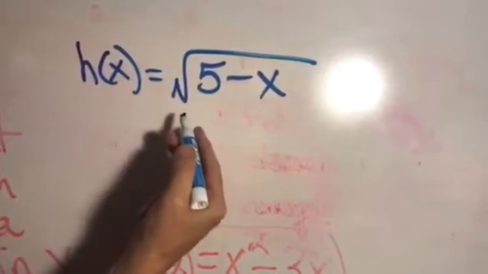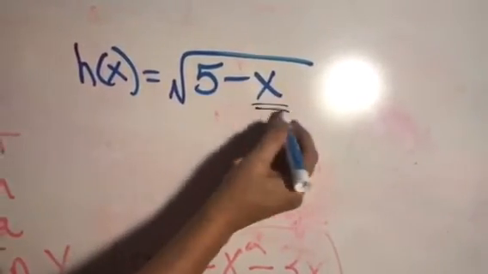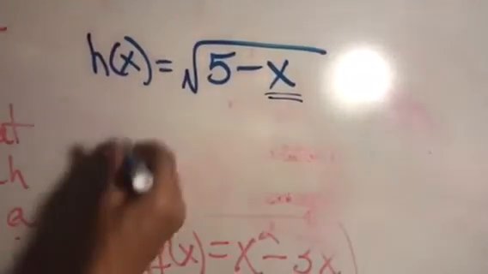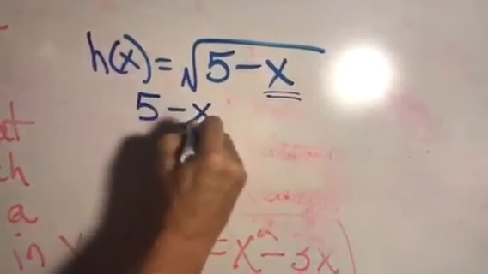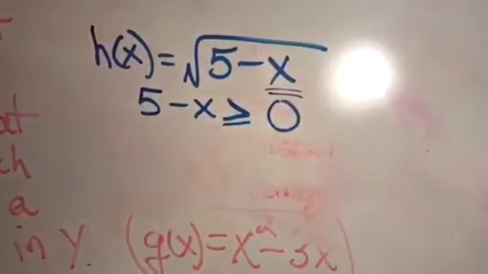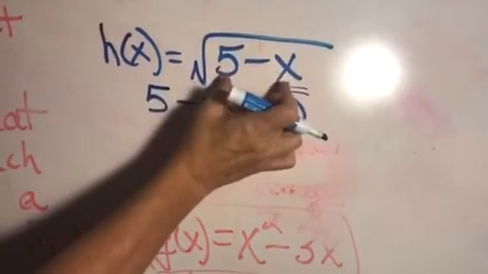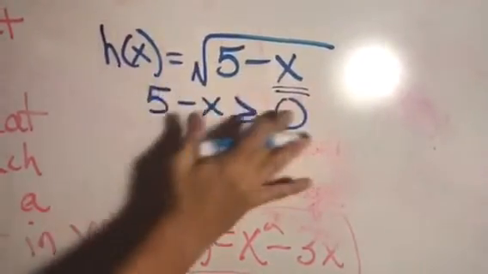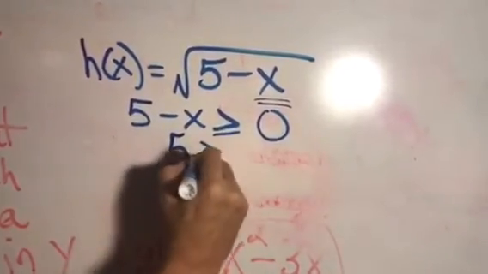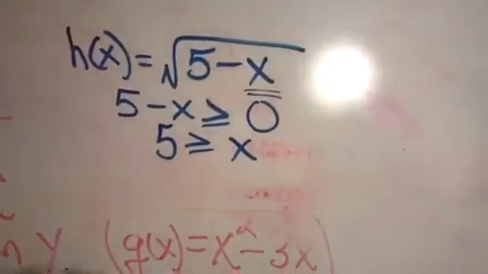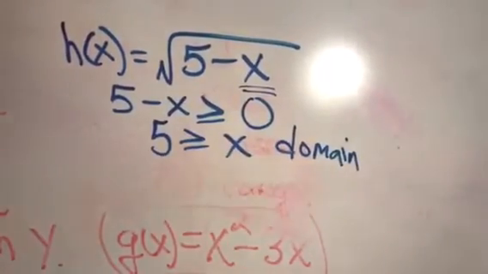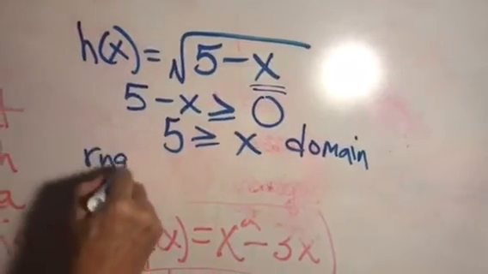So we need to make sure that we eliminate any values of x that would make this have a negative underneath the square root. So I need 5 minus x to be greater than or equal to 0. If 5 minus x is greater than or equal to 0, then we don't have to worry about there being a negative underneath the square root. So if I simply take the x to the other side, then this would be the domain of this function.